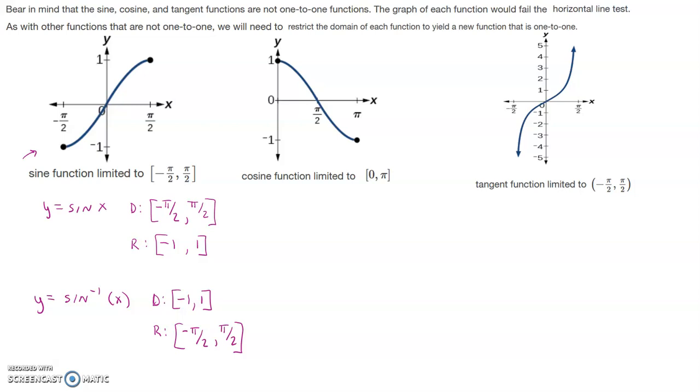The same type of thing will happen with our cosine function. We're going to have to go ahead and restrict the domain that we're working with. So our cosine function is going to be limited to a domain on the interval from 0 to pi, which is the piece you see here in this graph. And the range is going to go from negative 1 to positive 1.